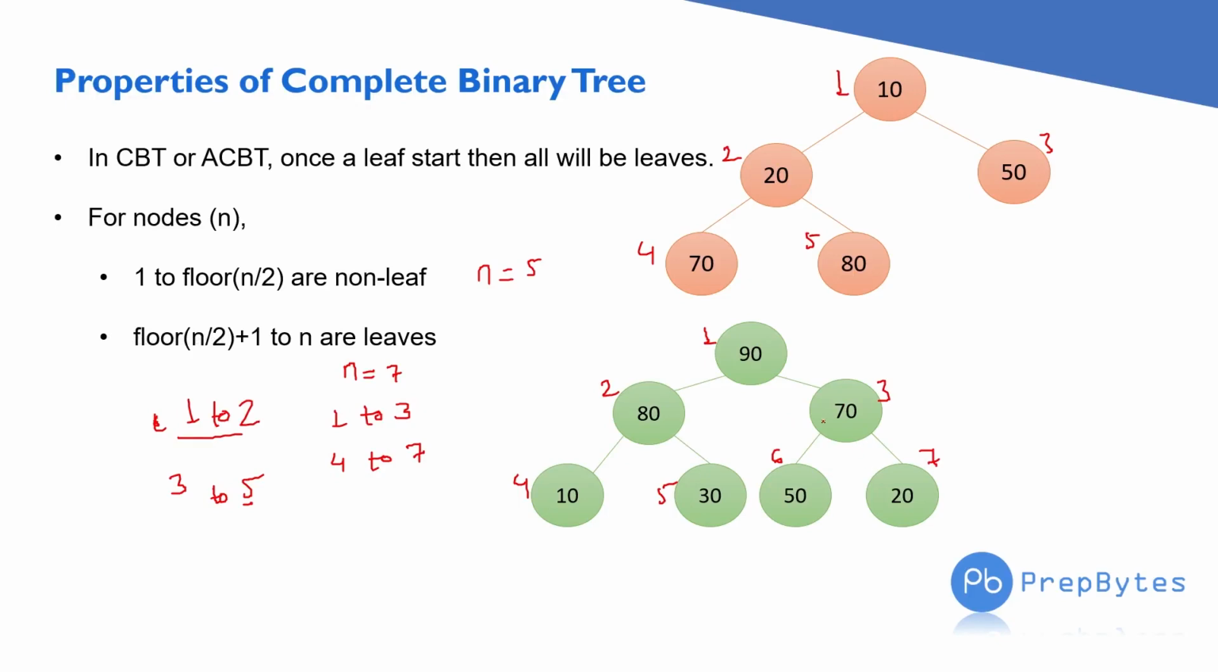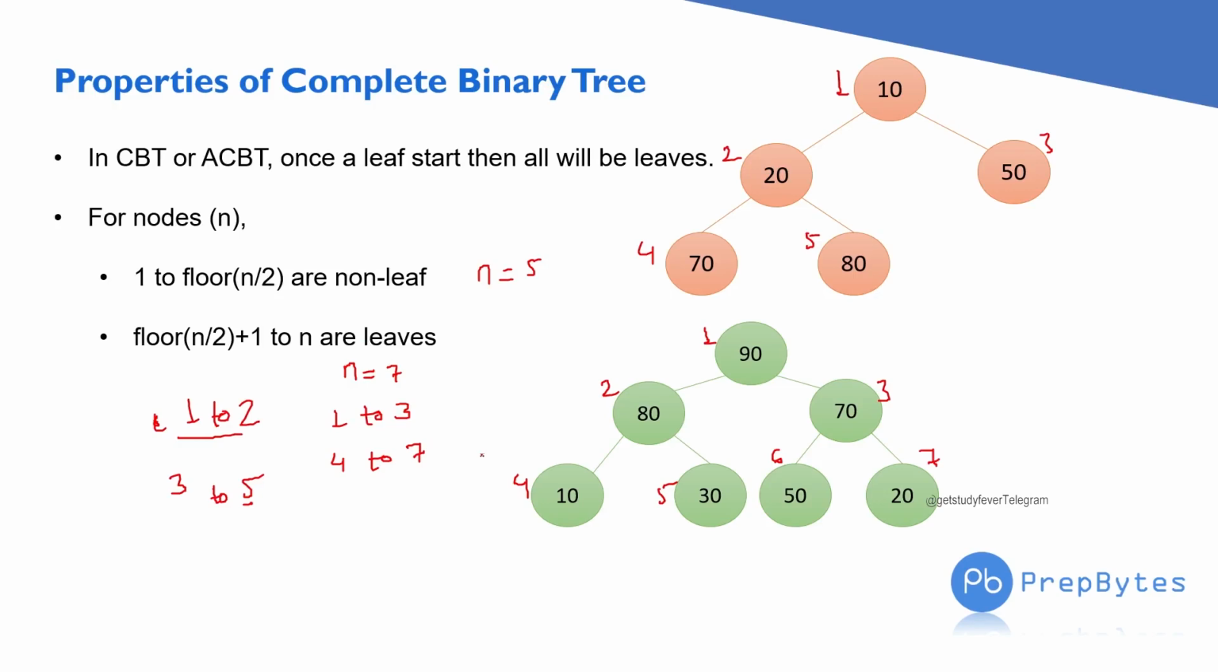This is very important for heaps. So what was this property? Once a leaf starts, then all will be leaves. And the second one is 1 to floor of n by 2 are non-leaves, and floor of n by 2 plus 1 to n are leaves, correct? So 1 to 3 are non-leaves, and 4 to 7 are leaves. So this was a very important property, so just keep that in mind.